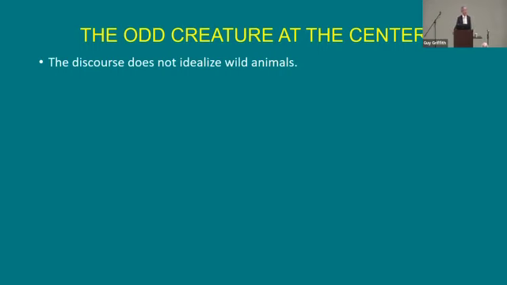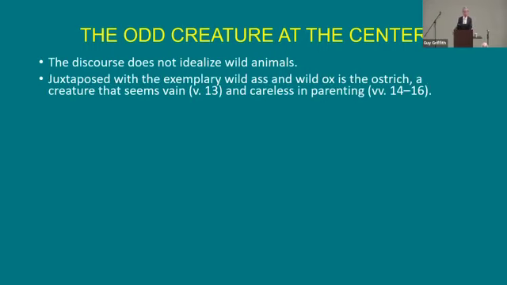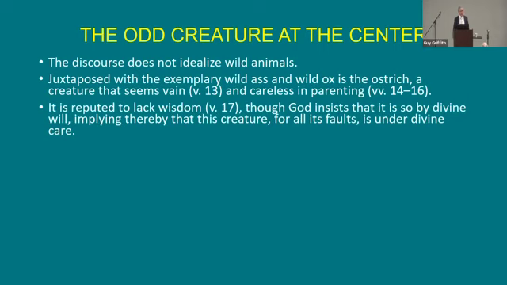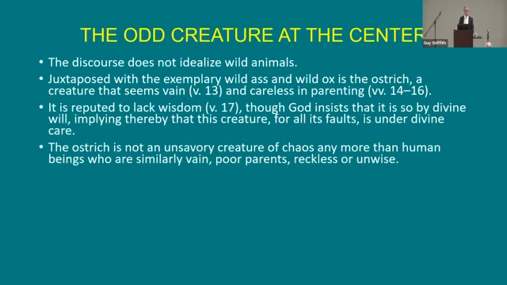The discourse does not idealize wild animals, because juxtaposed with the exemplary wild ass and the wild ox is the ostrich. It's a creature that seems vain. It struts around, dancing with its wings stretched out, and it seems callous in parenting. Ostrich is reputed to lack wisdom, though God insists that it is so by divine will. God made the ostrich not wise, implying thereby that this creature, for all its fault, is under divine care. The ostrich is not an unsavory creature. Most commentators argue that the ostrich here represents evil or chaos.